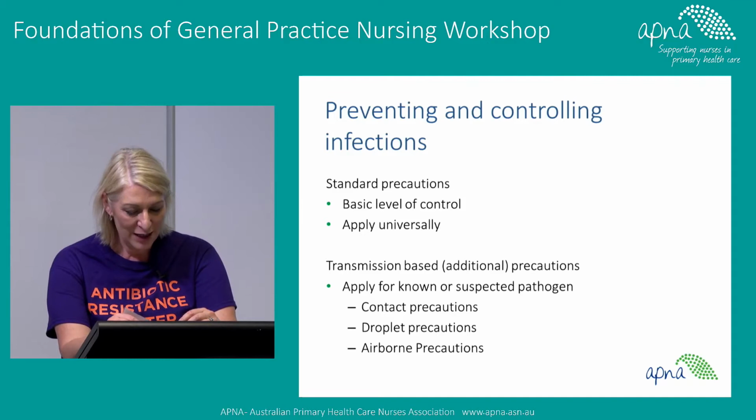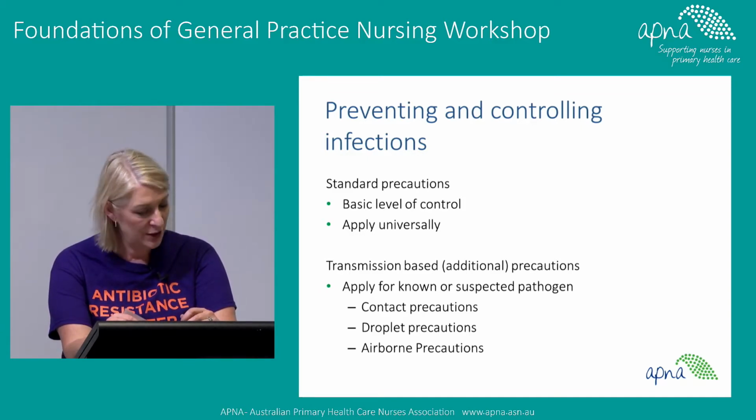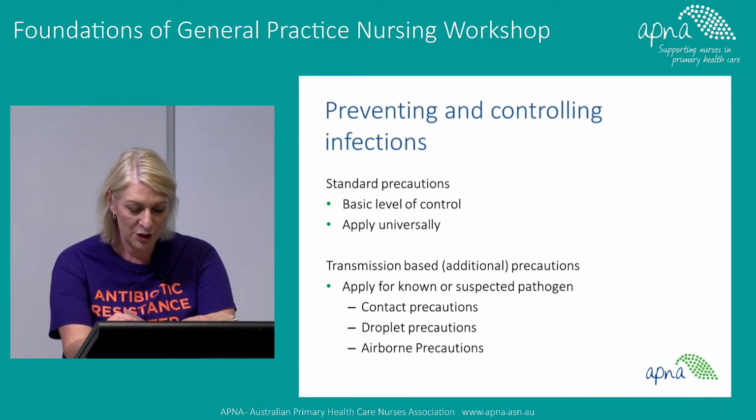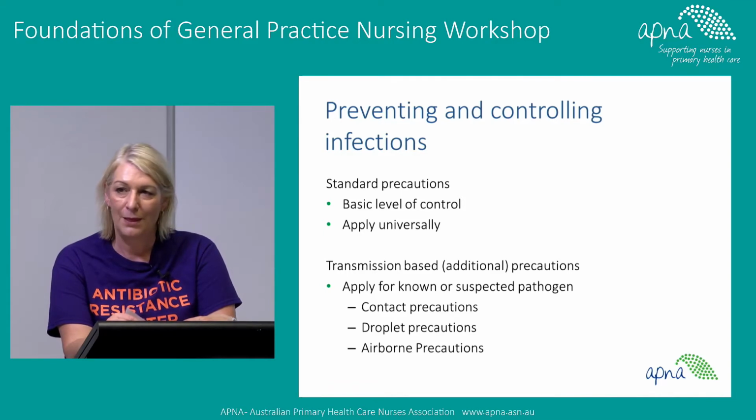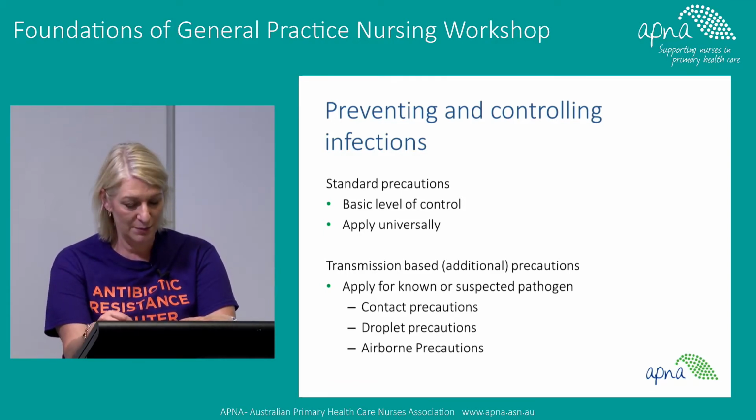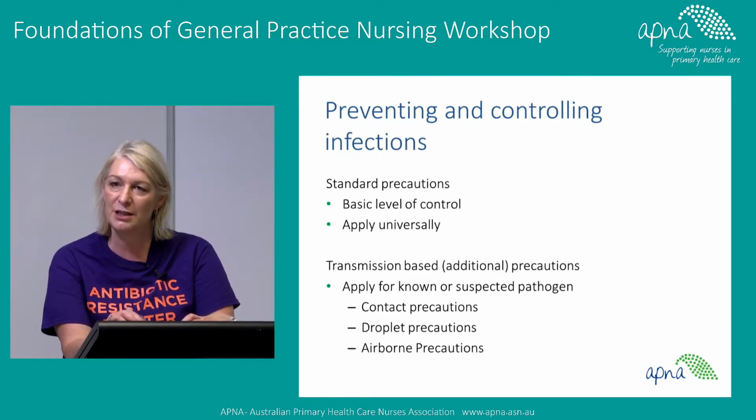Okay, so as I said, your transmission-based precautions are used when there's a known or suspected infectious agent, and we know that it may include one or any of the following. So who wants to suggest what some transmission-based precautions are that we do? Isolation, that's one, yes, probably the most common one, isolation and distancing of patients. What else do we do?